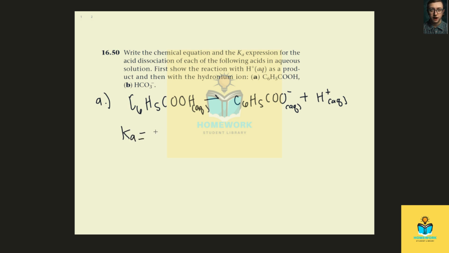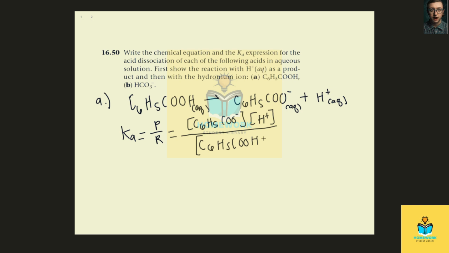And our Ka expression is always going to be our products over our reactants. And our products are going to be the concentration of our C6H5COO minus times our H plus over our C6H5COOH concentration. All right, so that was the first part of it.